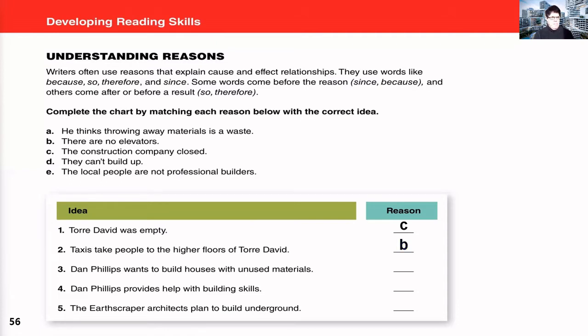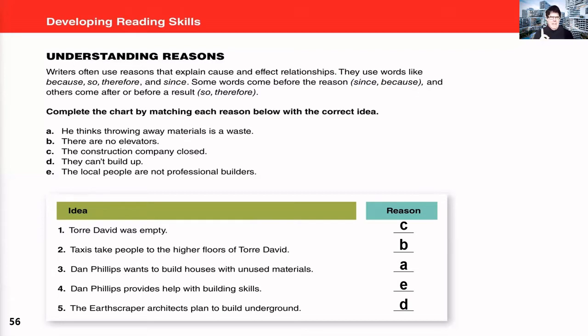All right, so for number two, the reason, E, taxis take people to higher floors of Torre David because there are no elevators. I'm just going to use because. Dan Phillips wants to build houses with unused materials, because he thinks throwing away materials is a waste. Dan Phillips provides help with building skills because the local people are not professional builders. The earth scraper architects plan to build on the ground because they can't build up. All right, so the answers here are C, B, A, E, D.